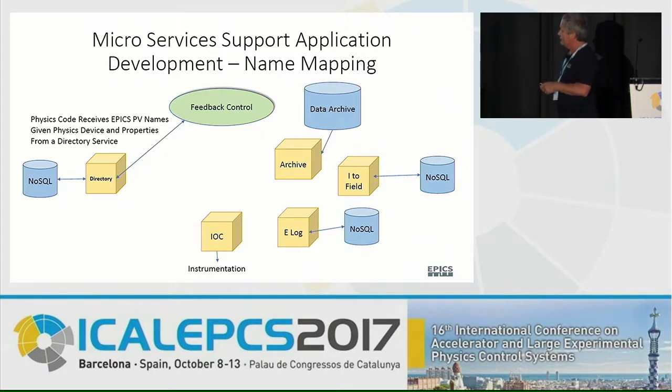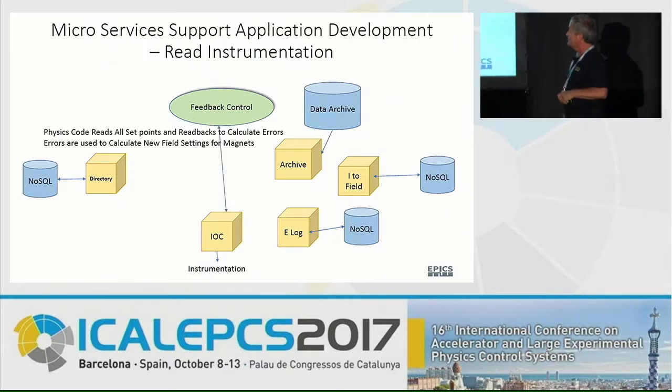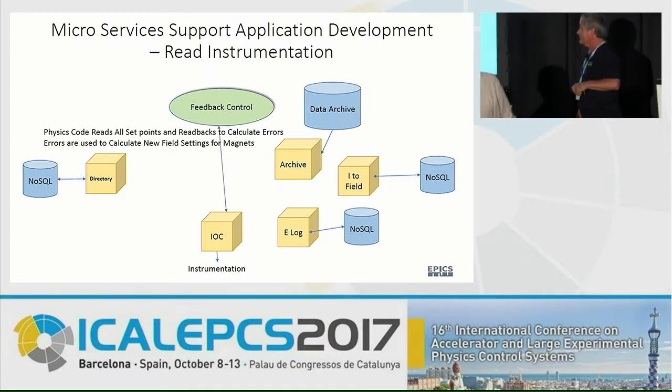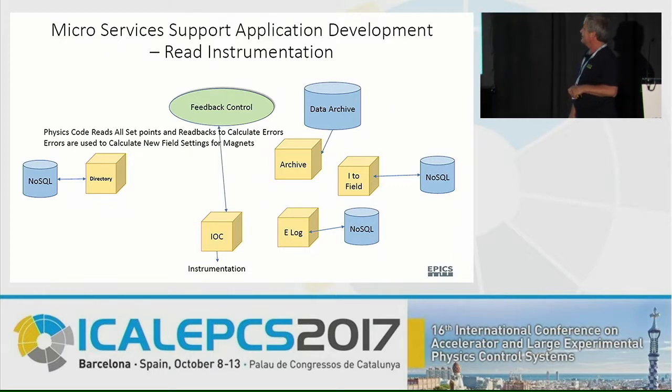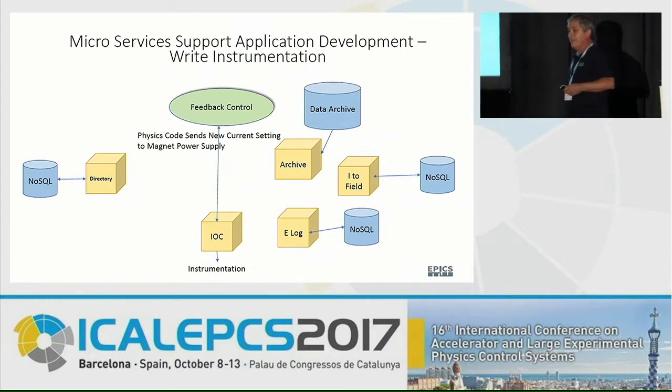For feedback control, they can go to the directory service, and instead of knowing all of the EPICS PV names, which are 1 million, 2 million, 3 million, they can use their physics device names and go here and get a list of the process variables that are associated with those devices. They can go to the IOC like they always have and get the readbacks, calculate the errors. They can go to a conversion service and do current to field and field to current and set the output.